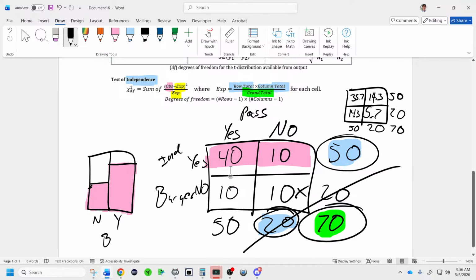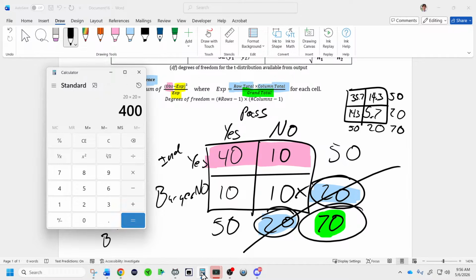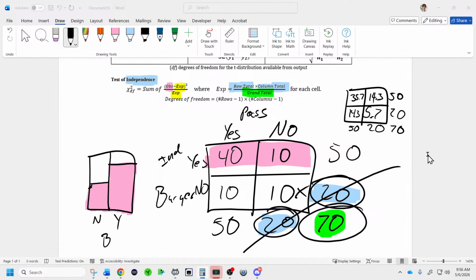That one's 20 times 20 over 70. Is this making sense? This is not bad practice to do. Make sure you math correctly. 20 times 20 over 70 is 400 over 70, and there it is, 5.7. So these are all the expected counts.